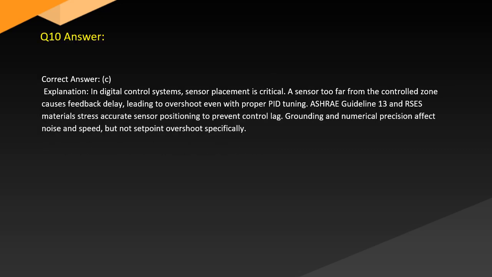Answer. Correct answer: C. Explanation. In digital control systems, sensor placement is critical. A sensor too far from the control zone causes feedback delay, leading to overshoot even with proper PID tuning. ASHRAE Guideline 13 and RSES materials stress accurate sensor positioning to prevent control lag. Grounding and numerical precision affect noise and speed, but not set point overshoot specifically.